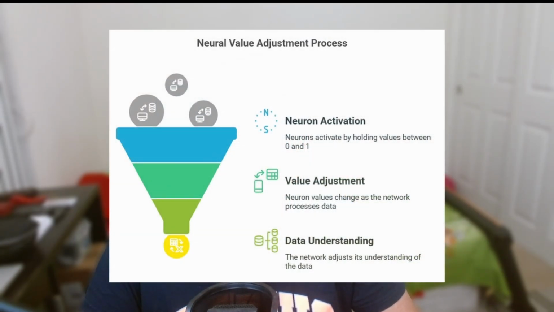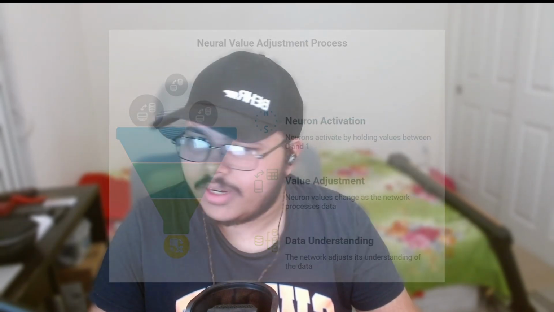Okay, let's speed this up because I don't want this video to be too long. But what do neurons do? So neurons within the network hold values between 0 and 1, functioning similarly to dimmer switches for light bulbs. As the network processes the input, these values change, allowing the network to adjust its understanding of the data. As you can see from the picture, neurons activate by holding values between 0 and 1, and then there's the value adjustment, and then also the data understanding.